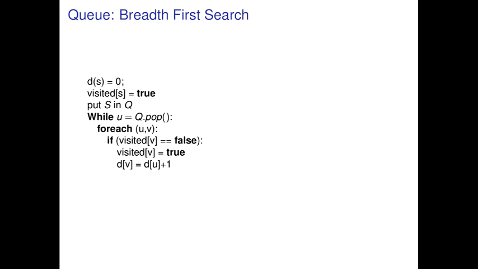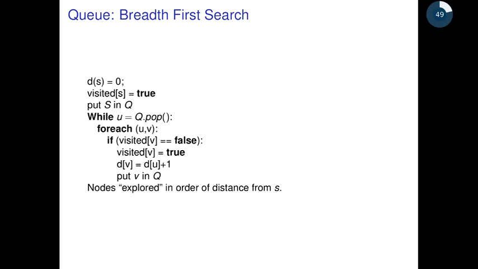Because U already has a distance, because it's in the queue. So it's the distance labeled to U, plus 1. Okay? And then we put V in the queue. So the nodes are explored in order of distance from S when they're in the queue, because the next one that's taken out is not necessarily this one. When will we take out a D plus 1 distance node? After all the D ones, right? Because the D ones are already in the queue, like we saw before.